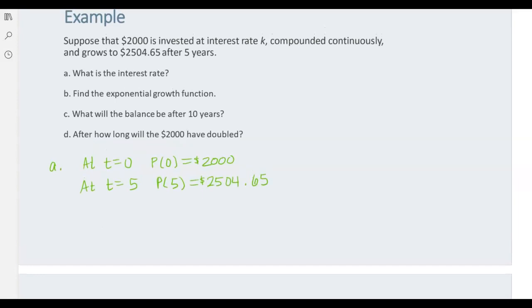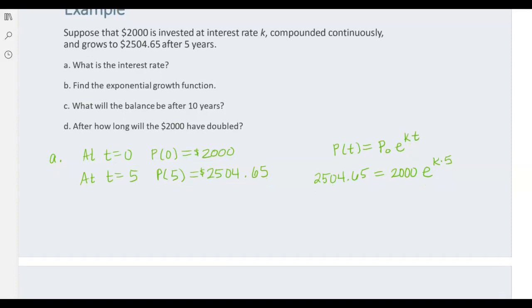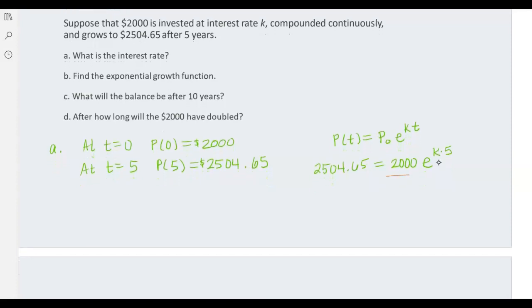So let's look at the formula that we have. P of t equals this. Well, we could say that when t is equal to 5, we could put this number here, 2504.65. Our starting amount is $2,000. k is what we don't know, and we know that the amount of time has been 5 years. So let's divide both sides by 2,000 to move everything away from the exponent.